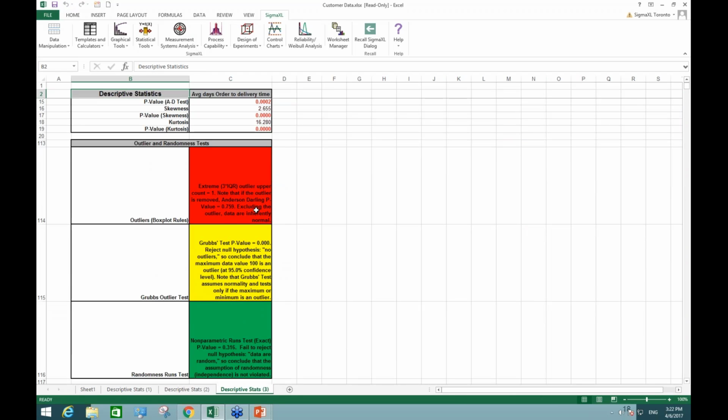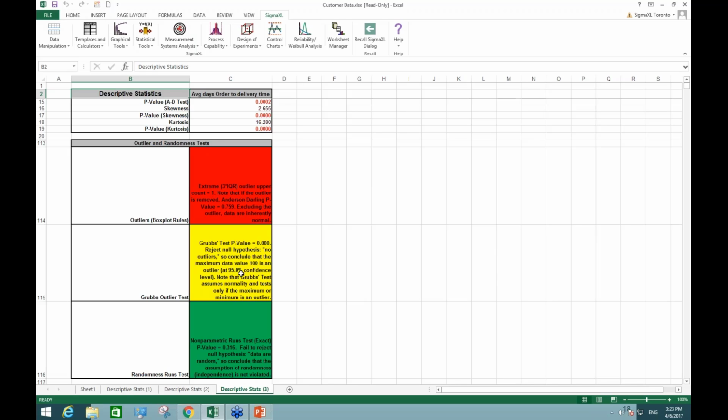So here you get the report says, using the Boxplot rule, we have an extreme outlier. And excluding the outlier, the data are inherently normal. So it is testing that. It removes the outliers and then checks to ensure that the remaining data are normal. Here we have Grubbs test also indicating that that point is an outlier, and it's indicating here it's the maximum data value of 100 is an outlier.